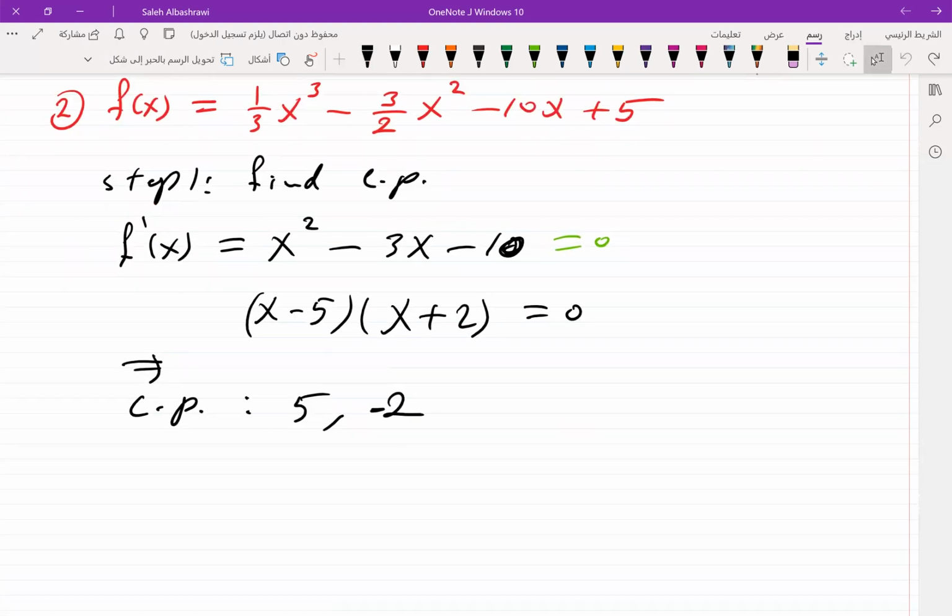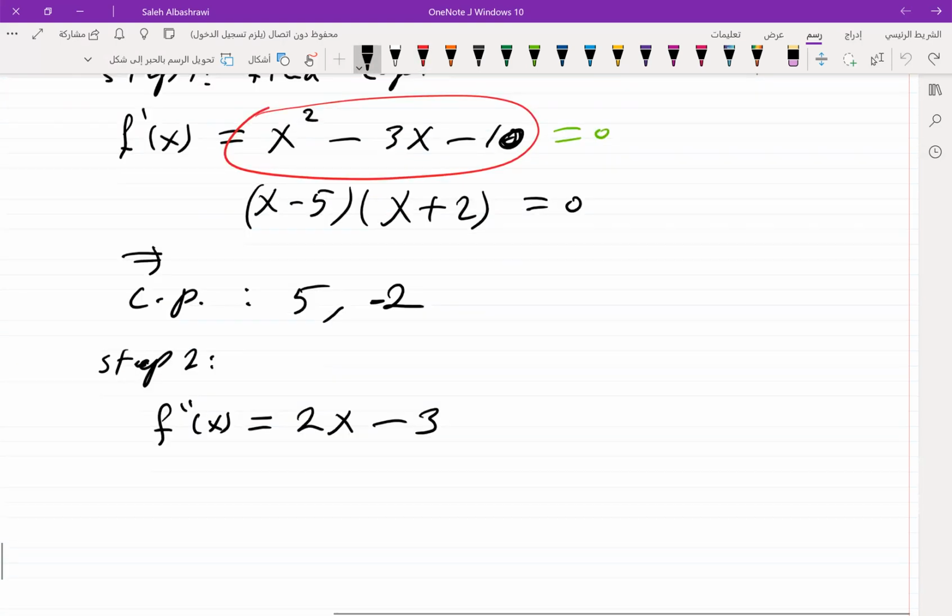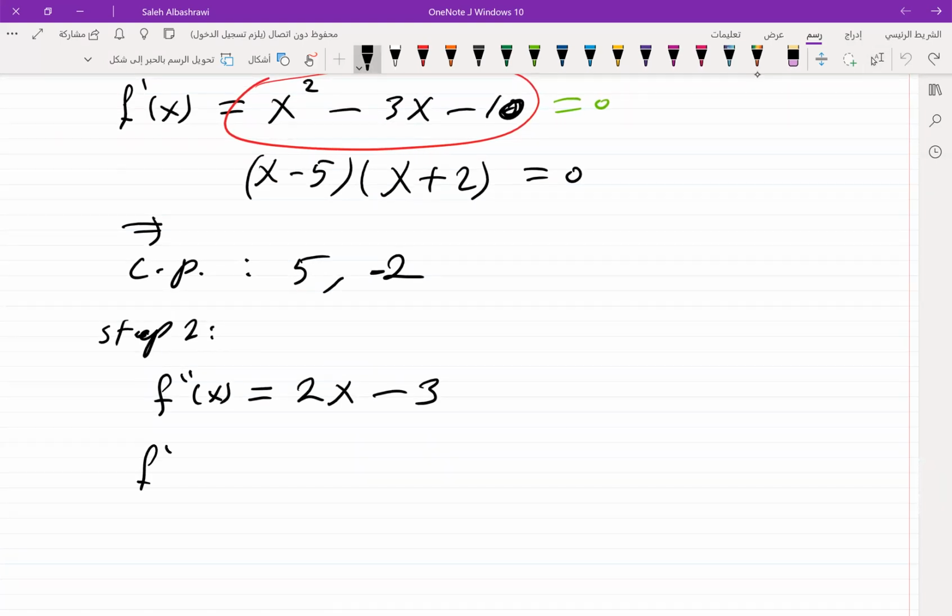Now, for the second derivative test, we need to find the second derivative. That will be 2x minus 3. Let's differentiate this one. Check the sign of the second derivative at the critical point. f double prime at 5 is equal to 10 minus 3. Just replace x by 5. It is 7, which is greater than 0.